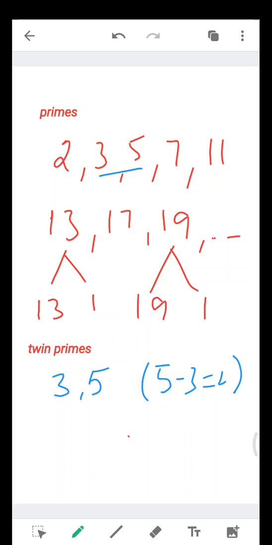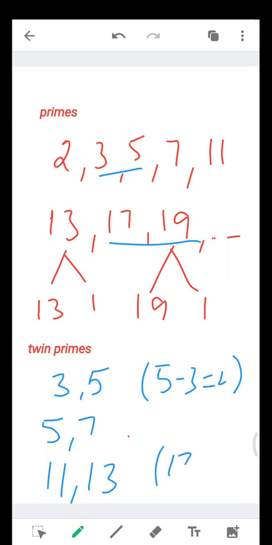Then 5 and 7, what do you say about 5 and 7? 5 and 7 are also twin primes. Like this we have many twin primes. 17 and 19 is also a twin prime, because 19 minus 17 is 2. Is 13 and 11 a twin prime? 11 and 13, what do you say? Yes, even 11 and 13 are twin primes, because 13 minus 11 is also 2. So this is the meaning of twin primes.